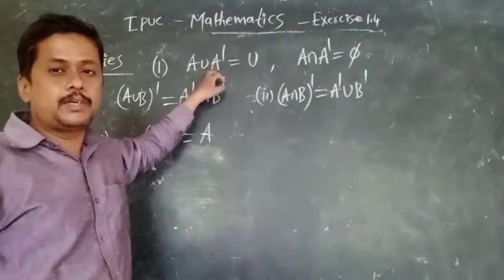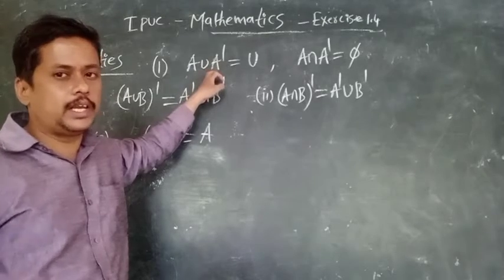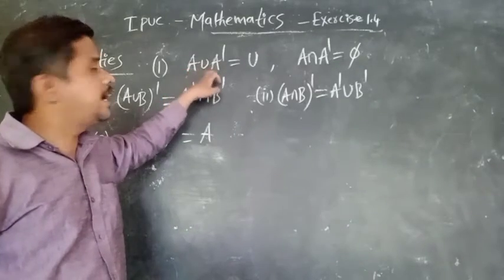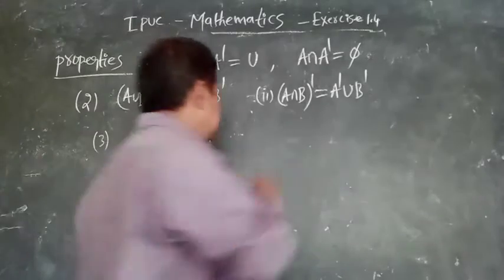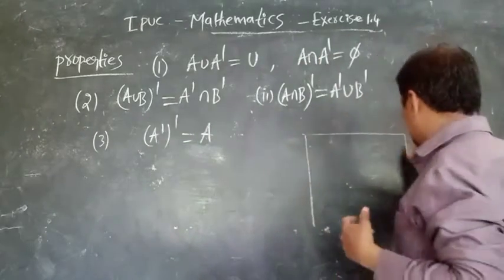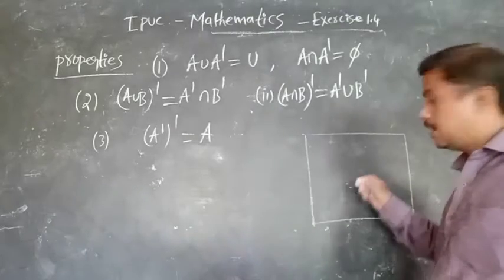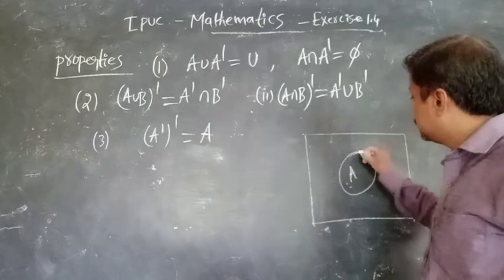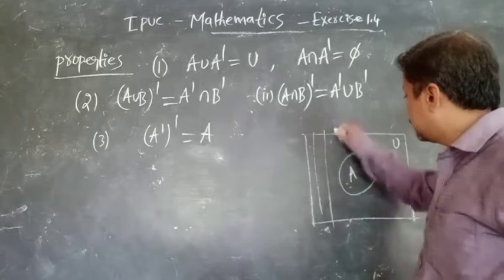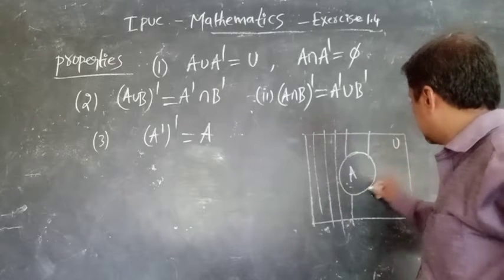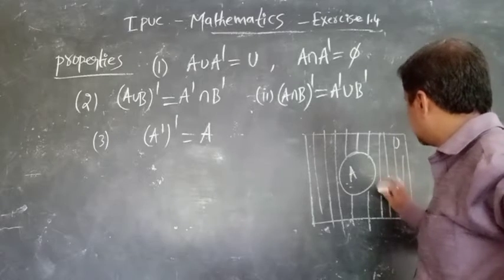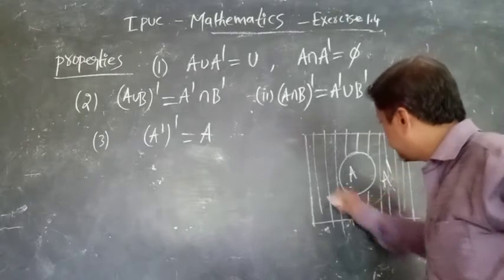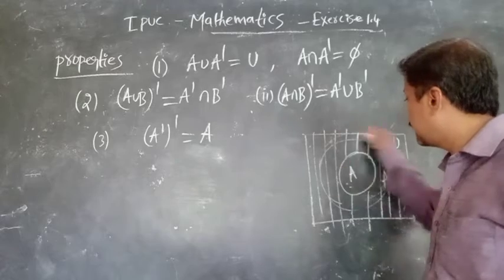A dash means what? A dash means not in A. If we combine A and A dash, that is called the universal set. Why? Because already it is written on this Venn diagram. When we draw the Venn diagram, this is A, this is U. So this whole thing is known as what? This area is called A dash. This whole area is called what? A dash. This area is A.